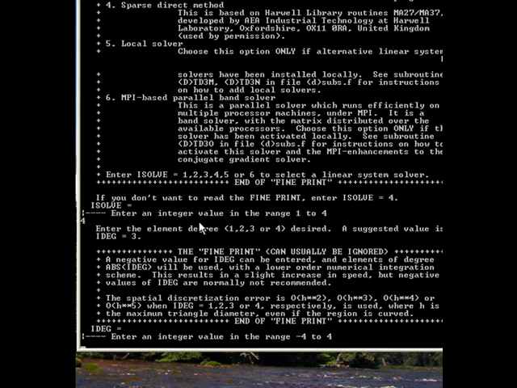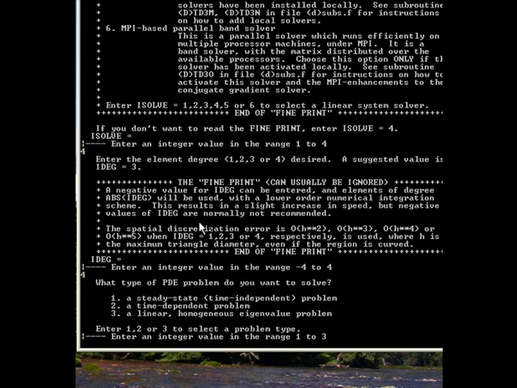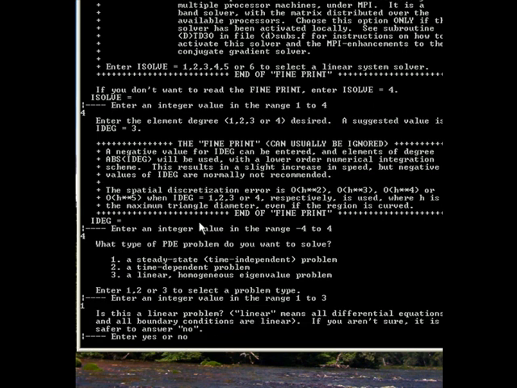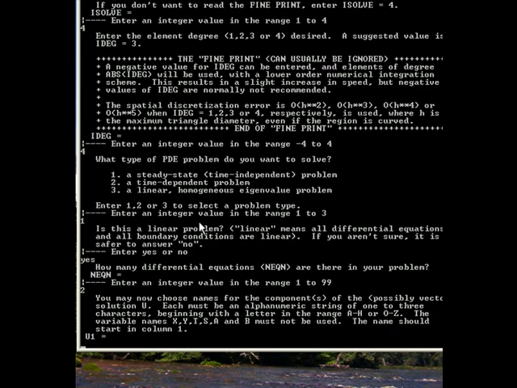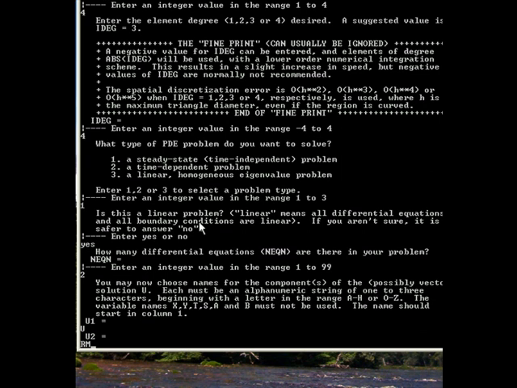The degree of the element, heck, let's use 4th degree elements, the highest possible. Steady state, don't want to make a mistake here, or you have to try it all over. It is steady state, not time dependent or eigenvalue. Is it linear? Yes. Okay, how many differential equations? 2. And the unknowns are u and m again.